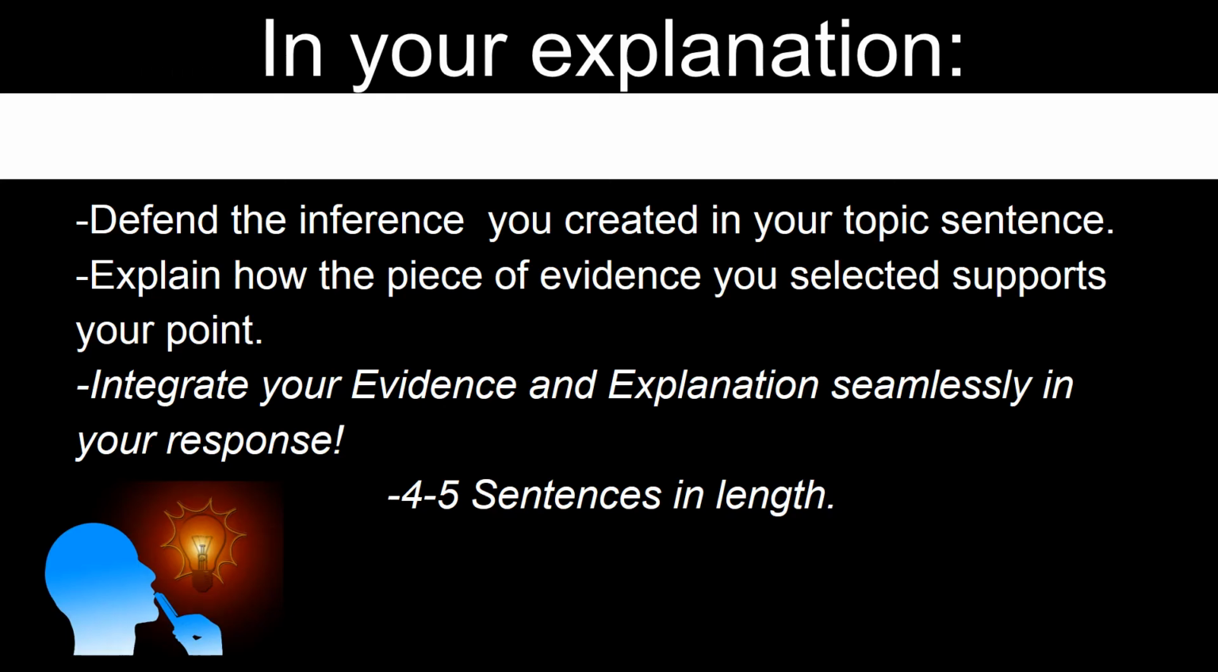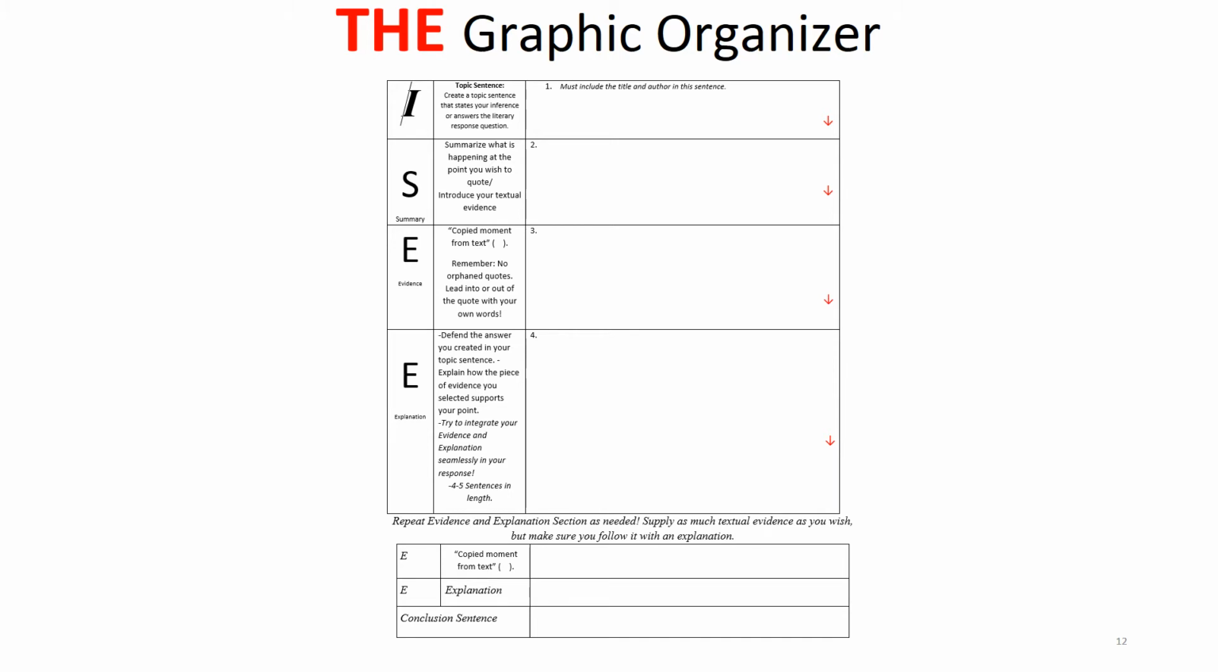So in your explanation, defend the inference you created in the topic sentence, explain how that piece of evidence supports your thinking, and integrate your evidence and explanation really seamlessly. So they should kind of flow together as much as possible, okay?